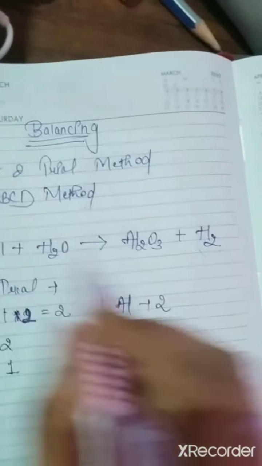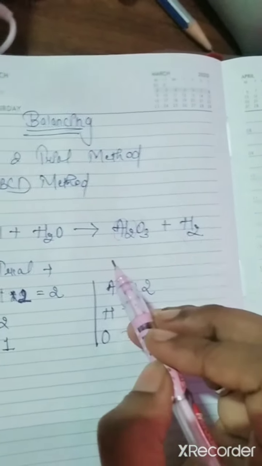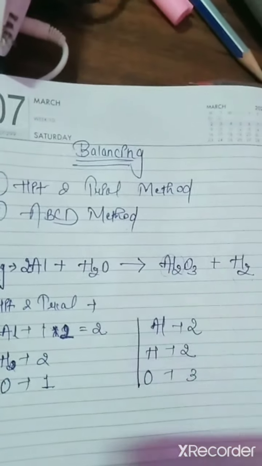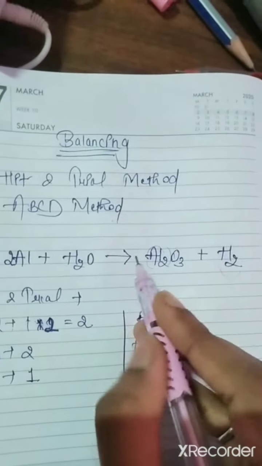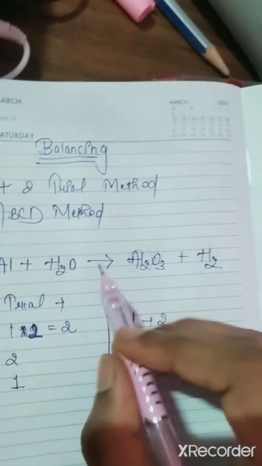Now we move to the equation. Here we have 1 aluminium and here we have 2 aluminium. We will put the coefficient 2, and aluminium is balanced. Now we move to hydrogen. We have 2 hydrogen and 2 hydrogen. Yes, it is balanced, no need for change.